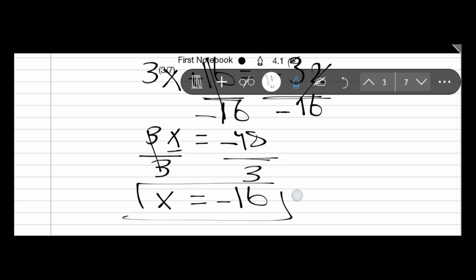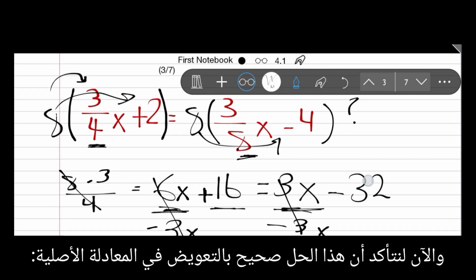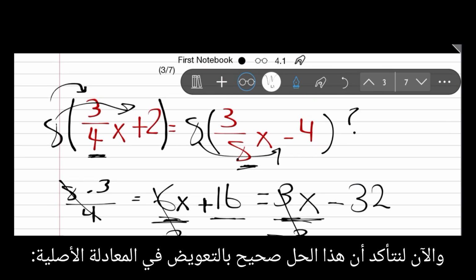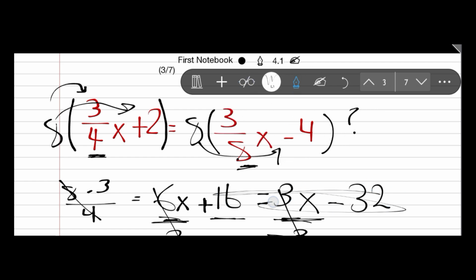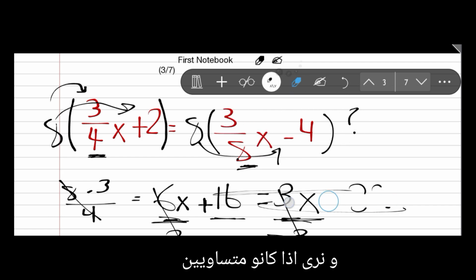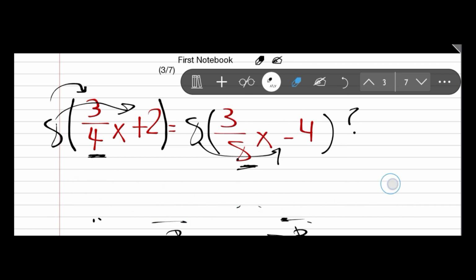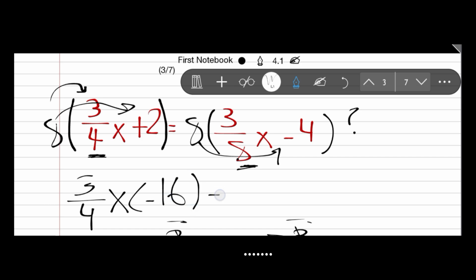So let's make sure that this actually works by substituting into the original equation up here. The original equation didn't have those 8s out front. So let's substitute in the original equation. We get 3 over 4 times negative 16 plus 2 needs to be equal to 3 over 8 times negative 16 minus 4. So 3/4 of 16 is 12. And you can think of it this way: what's 16 divided by 4? It is 4. Then multiply that by 3, it's 12, just multiplying fractions. So this is going to be a negative 12.